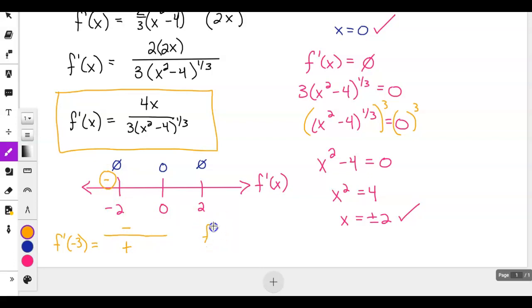Now let's do the next interval. Let's do the same thing for the derivative at negative 1. You plug in negative 1, negative 1 times 4 is a negative. And then here on the bottom, negative 1 squared is 1. And then 1 minus 4 is a negative, and the cube root of a negative is a negative. So now we have a negative over a negative, and that makes this interval positive.